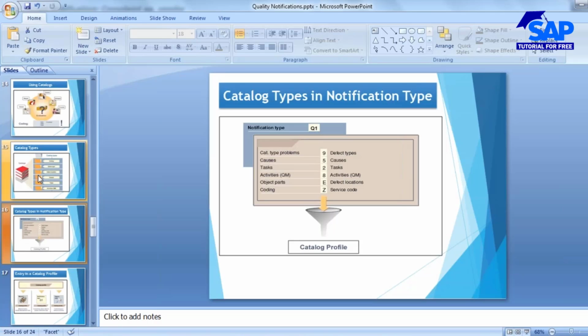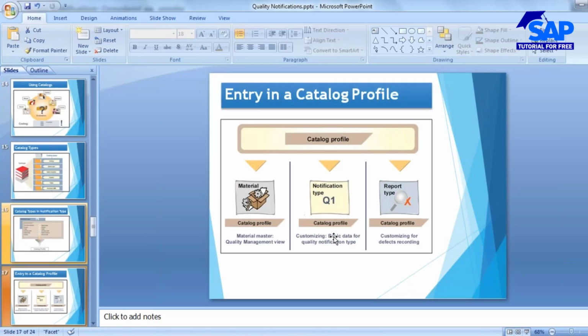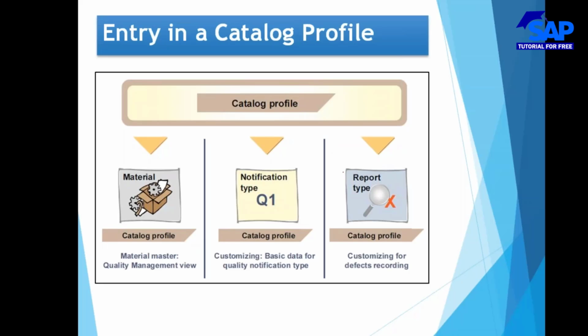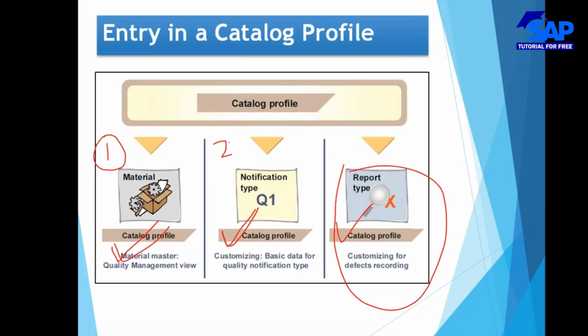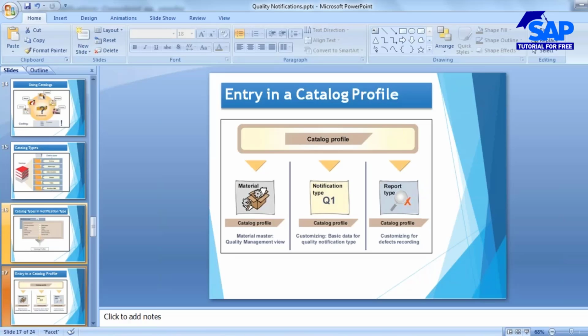So finally, this catalog profile can be entered at 3 places. It can be entered either in the material master quality management view, or in the notification type in the configuration, or for defects recording it will be entered in the report type. We'll discuss that during the defect recording. The catalog profile can be entered in the material master QM view, I'll show that, and otherwise in the quality notification Q1. The material master will have the first priority. The system will check here first, and if it is not maintained over here, then it will check in the notification type. This is the order of priority. I'll show you that.